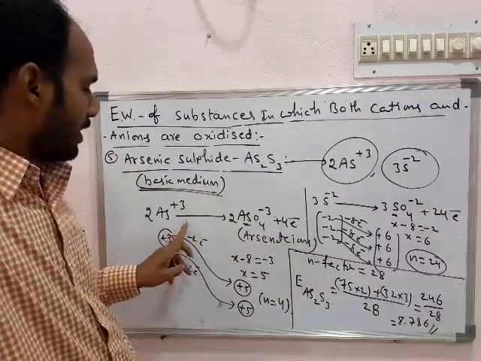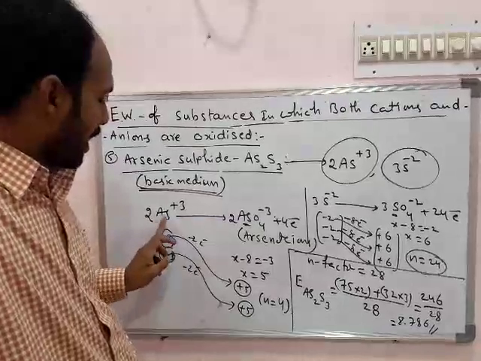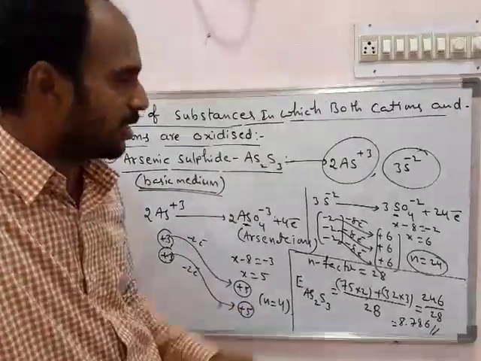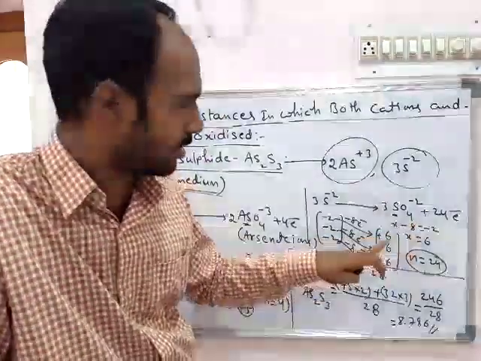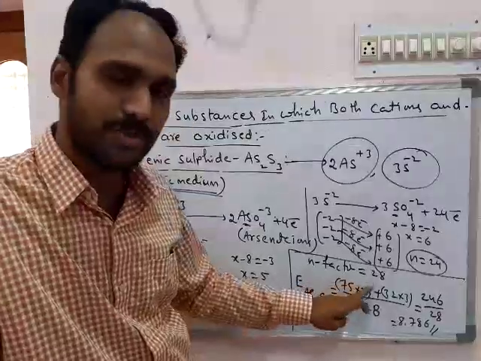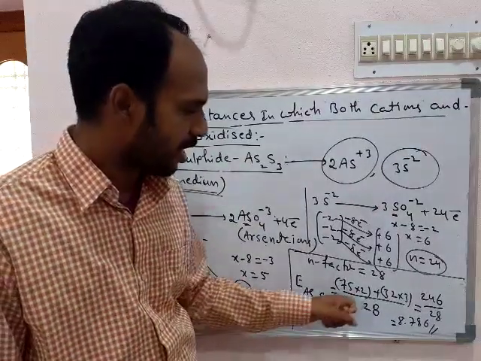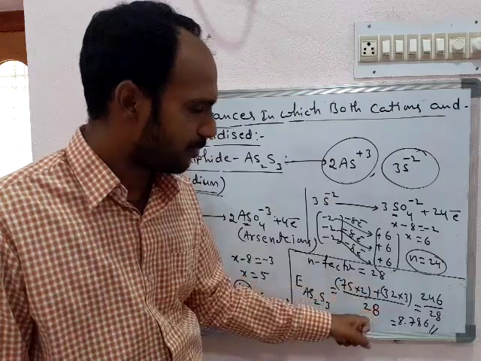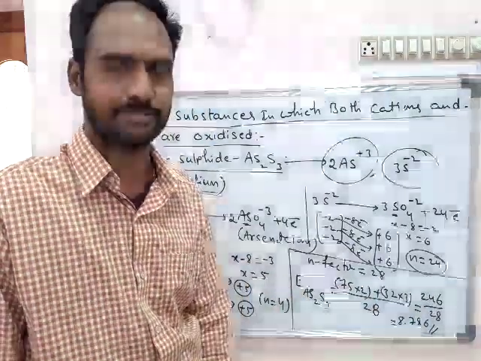So listen. Here both arsenic ions are changed to arsenate ions. The 2 arsenic ions combined lose 4 electrons, and the 3 sulfide ions are oxidized to 3 sulfate ions by losing totally 24 electrons. The total n factor becomes 28. So the equivalent weight of arsenic sulfide is its molecular weight by 28, giving 8.786 grams. Okay, clear.